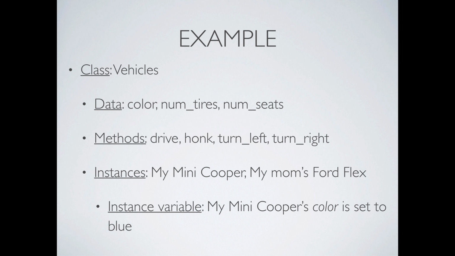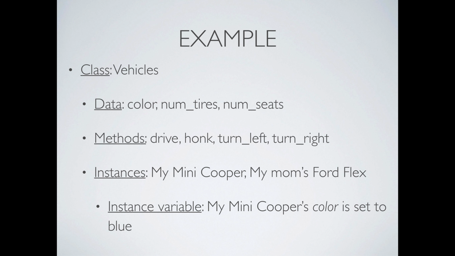And then if we wanted a specific example of a vehicle, then we can make an object instance. So for example, my Mini Cooper, that is a specific vehicle. If I say, go find my Mini Cooper, there's going to be one car that fits that description, versus go find any vehicle, there's going to be lots of cars that fit that description. So an object instance is a specific one. My Mini Cooper, or my mom's car, her Ford Flex, or whatever she has now.